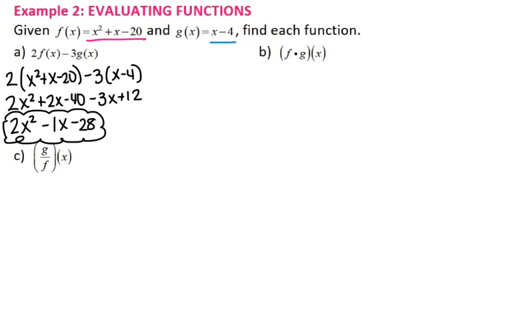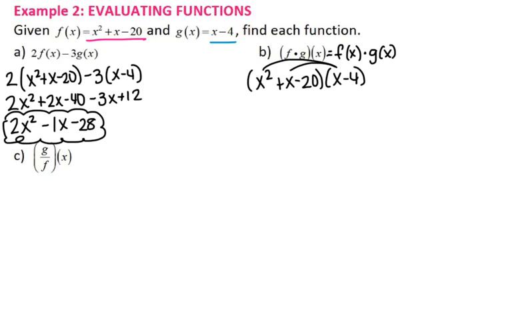So you're just putting the functions in the right spot and then just combining like terms and working through the algebra. For letter B, another way to write this is to do f of x times g of x. So you're just taking those two functions and multiplying it together. So f of x is x squared plus x minus 20. G of x is x minus 4. And then from there, we're just distributing and combining like terms.